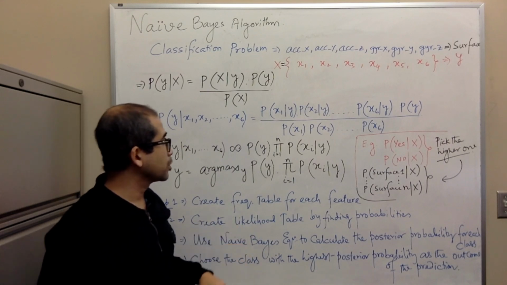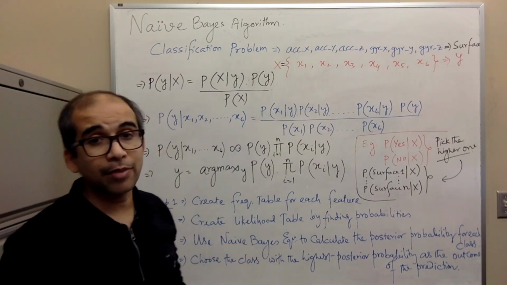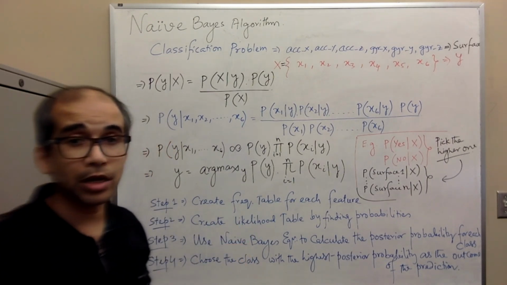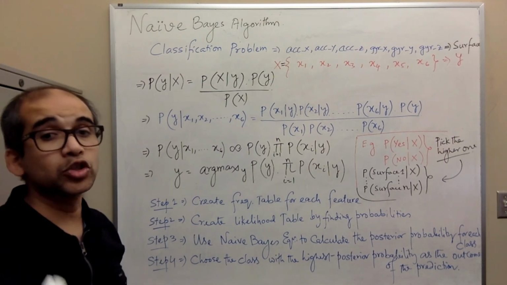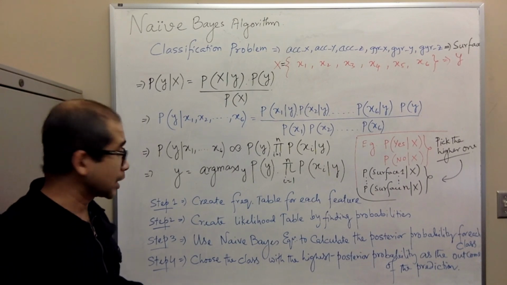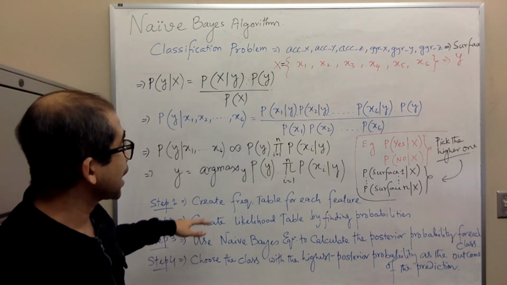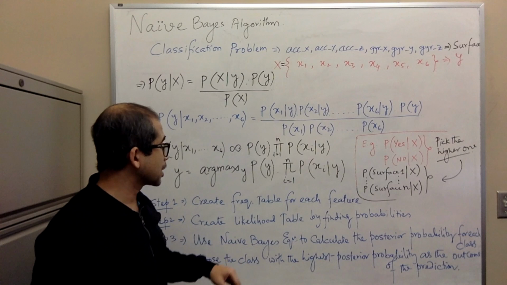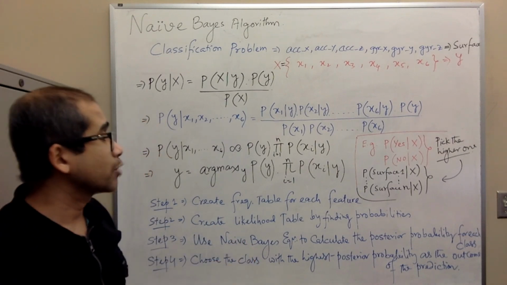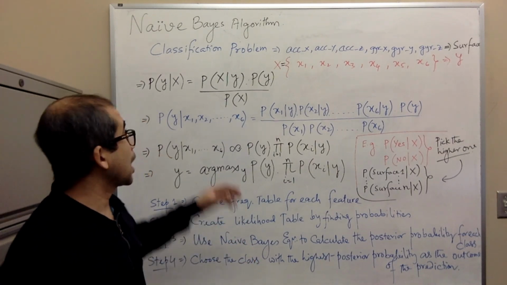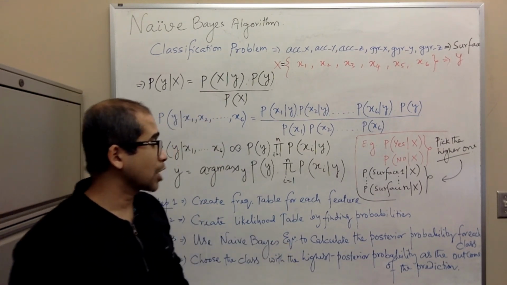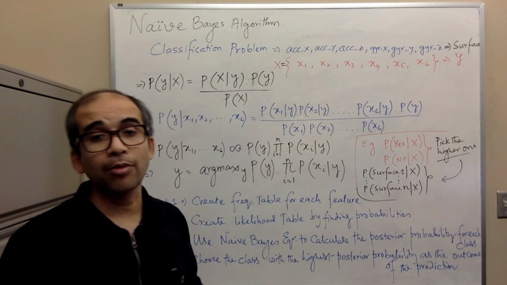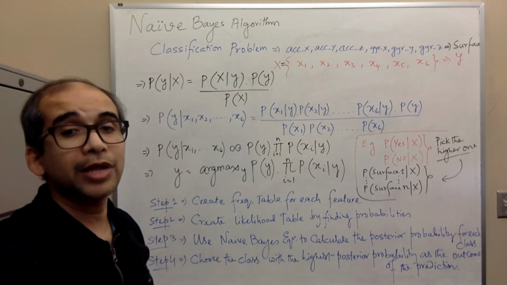From the frequency table, we'll create a likelihood table by finding the probabilities. Actually, in the previous example, I have already shown how to create a likelihood table where individual probabilities are calculated. And using that likelihood table, now we will use the Naive-Bayes equation to calculate the posterior probabilities for each class. Okay, so using this formula, whichever class has the highest posterior probability will be the outcome of the prediction. And we will see another example for that.